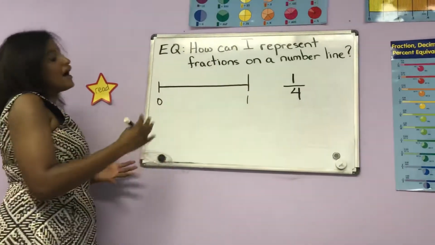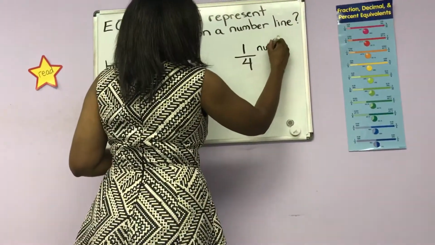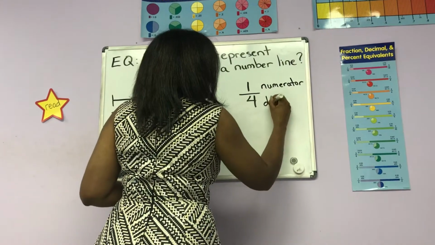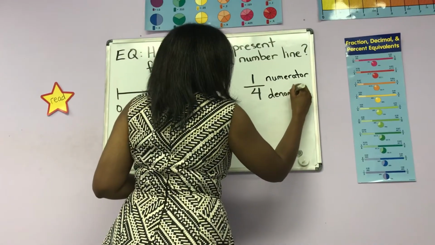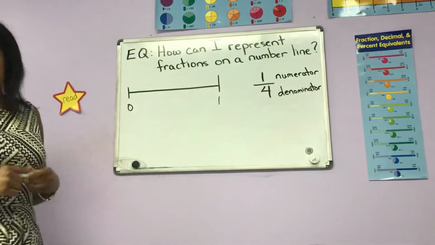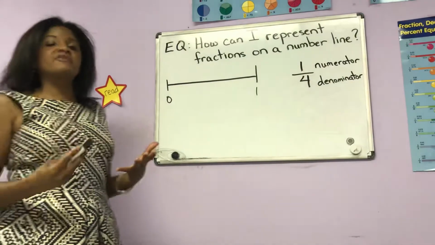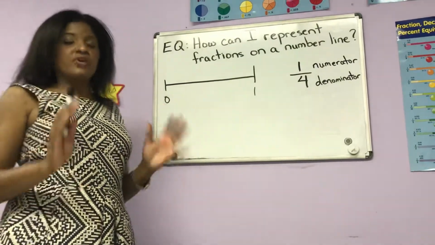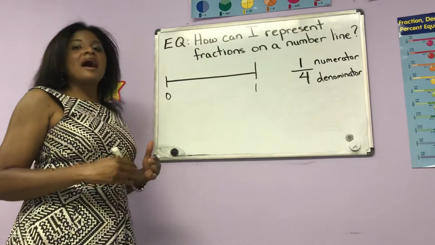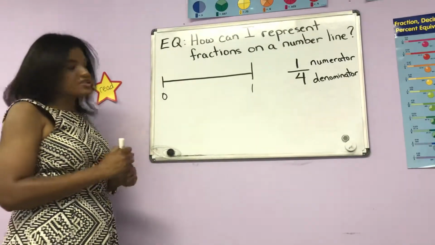So if I want to show my fraction, and by the way, this is called the numerator. The top number is called the numerator, and the bottom number is called the denominator. It's down, so it is the denominator, and on top we have the numerator. You need to be familiar with those two vocabulary words. So the denominator tells me how many parts I have. So in this fraction, I have 4 parts.